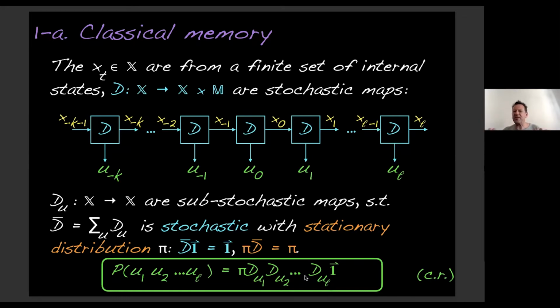This is basically to say, what's the probability of this? And so that sums all the entries. That acts on the right. Why is that? This is a convention very, very common in stochastic processes, because it allows us to read the process from left to right. So we read pi is prepared, it's the initial state. Then D_{u1} happens, then D_{u2} happens. These are transformations, and then D_{ul}, and then we multiply with a unit vector, which gives us the probability of seeing u1, u2, ..., ul in that order.